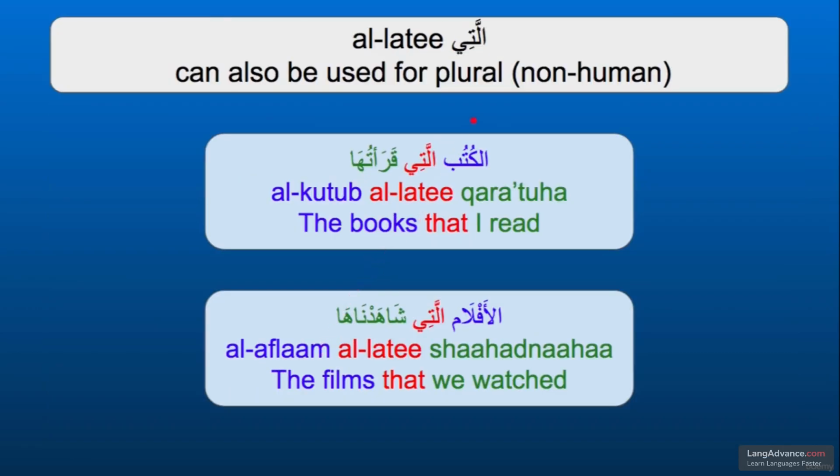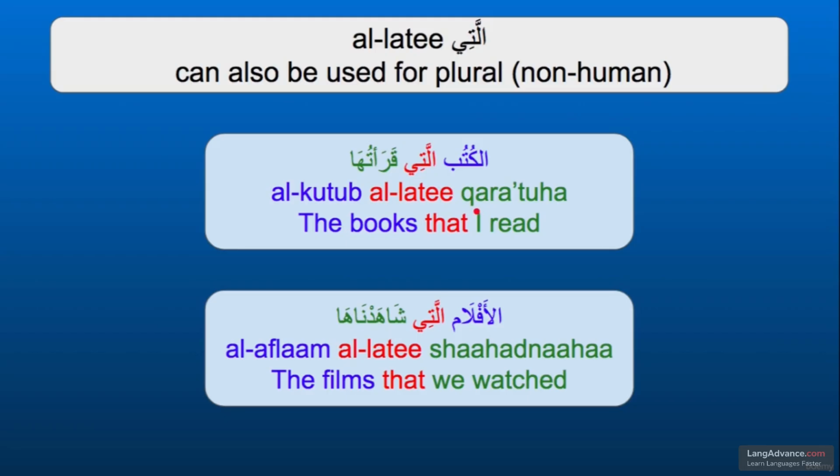And we notice also that the word التي can also be used for plural, but mainly for non-human nouns. So we can say الكتب التي قرأتها, the books that I read. So الكتب is the books, التي means that, and قرأتها means I read, or actually I read them.